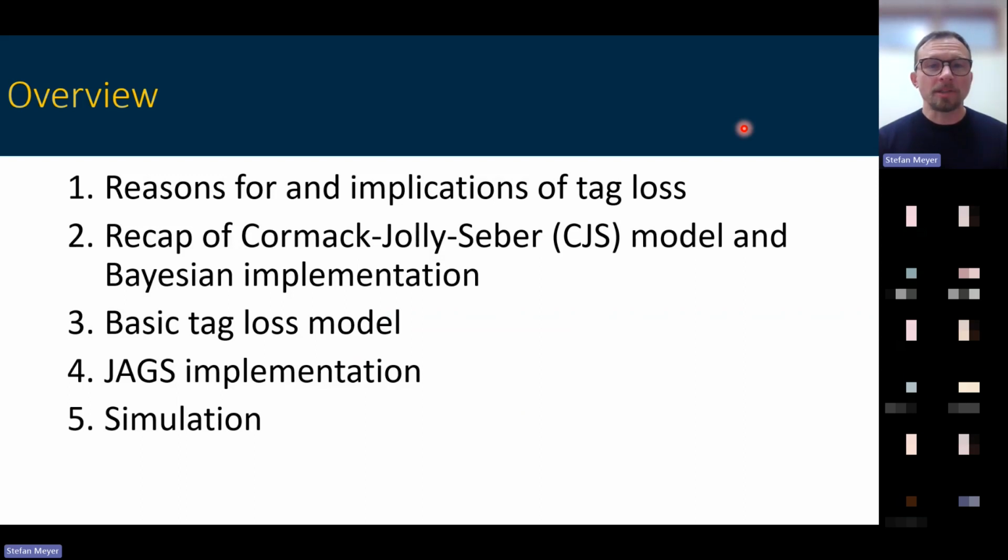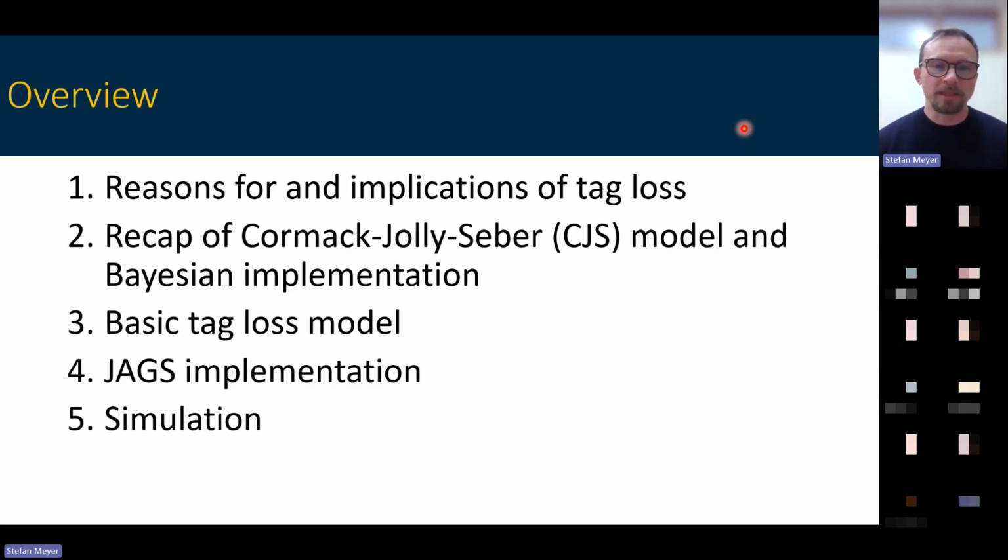In this presentation, I will start explaining what the reasons for tag loss are and what the implications are. Then, I assume that most people are familiar with mark recapture modeling, but for better understanding, I give a very brief recap of the Cormack-Jolly-Seber, or in short CJS model, and how this can be implemented in a Bayesian context. And then I demonstrate a very basic tag loss model, so it's clear to everyone how it works. I explain how I derived it, and then how this can be implemented, in this case in JAX, which is my Bayesian language of preference.